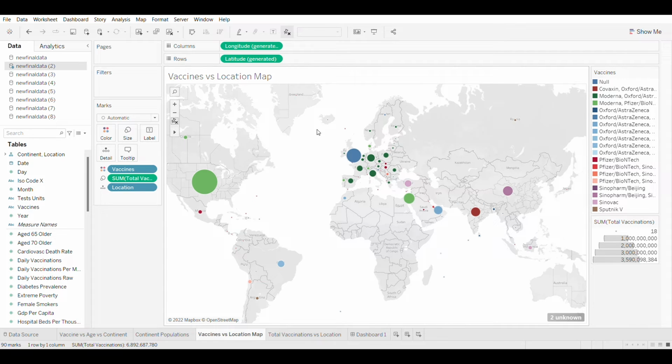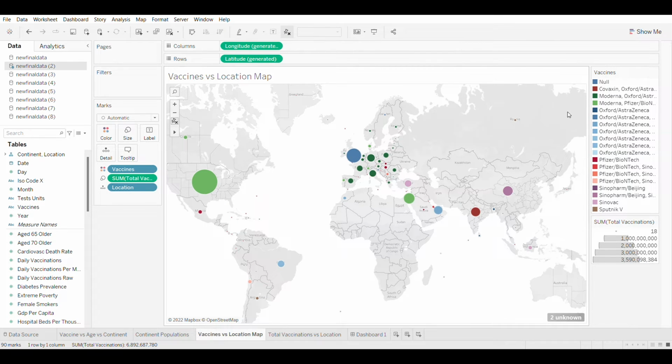The next comes the most interesting one. It's the vaccines versus location map. What I did in this is that I have taken the longitude and latitude in the columns and the rows area. So based on the map, based on the country, I have done the bubble chart. These are the vaccines which were totally used all over the world for COVID-19, and I just wanted to compare which vaccine was used mostly in which region. This was pretty much the comparison.